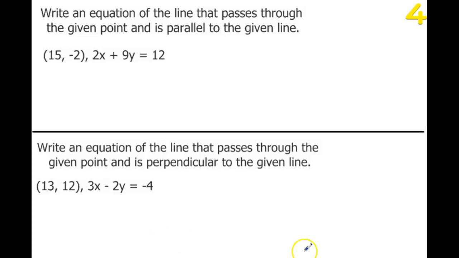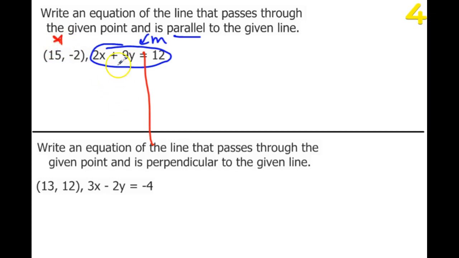Next, we learn how to do parallel and perpendicular lines. It says write an equation of the line that passes through the given point and is parallel to this line. Well, the only thing we need from this line is the slope, because in order for it to be parallel, they have to have the same slope.